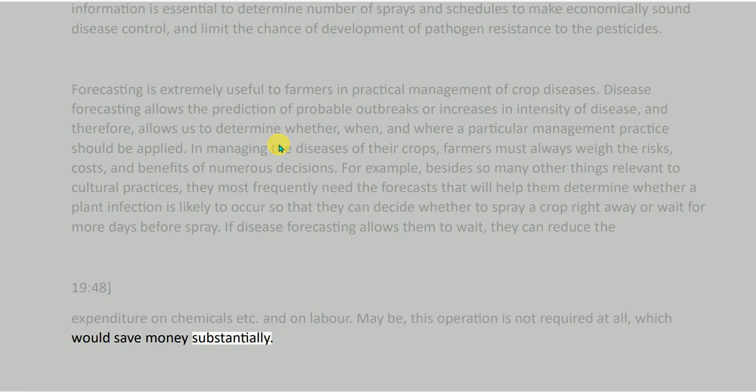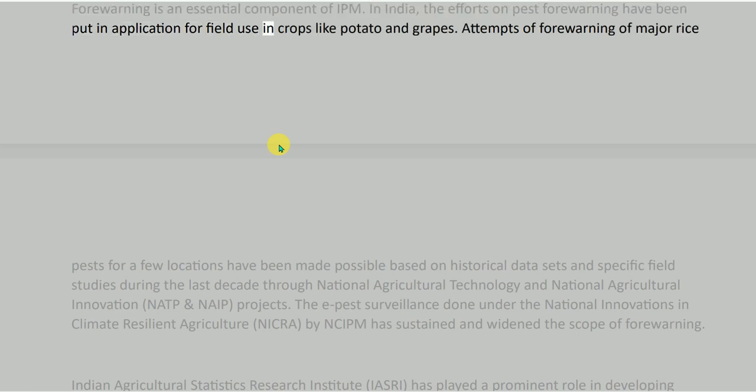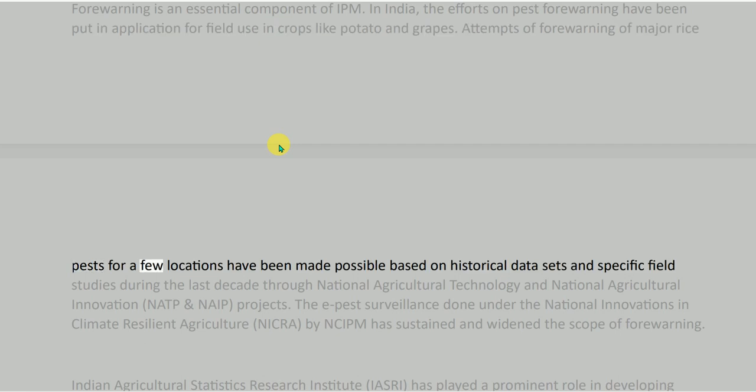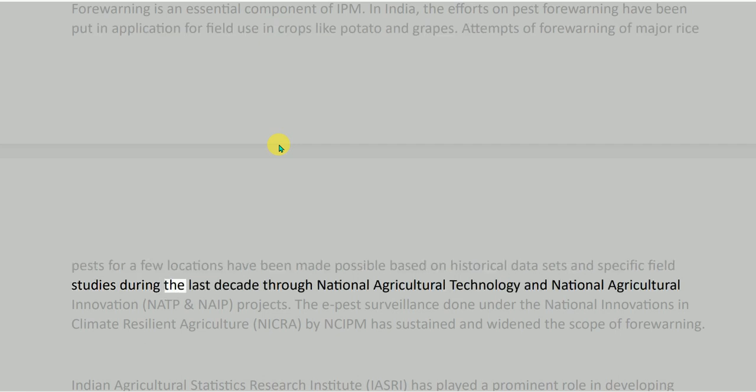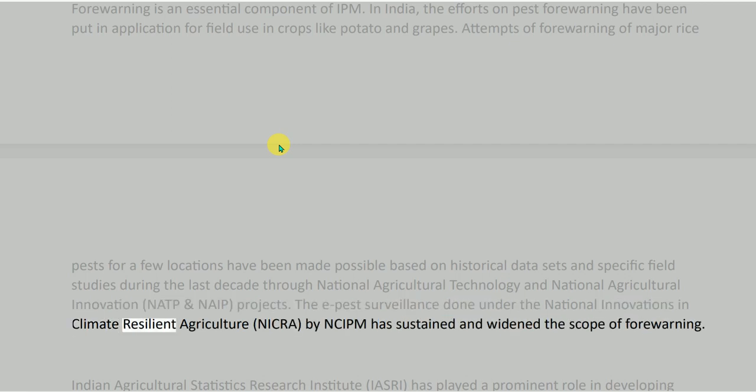Forewarning is an essential component of IPM. In India, the efforts on pest forewarning have been put in application for field use in crops like potato and grapes. Attempts at forewarning of major rice pests for a few locations have been made possible based on historical data sets and specific field studies during the last decade through National Agricultural Technology and National Agricultural Innovation (NATP and NAIP) projects. The e-pest surveillance done under the National Innovations in Climate Resilient Agriculture (NICRA) has sustained and widened the scope of forewarning.